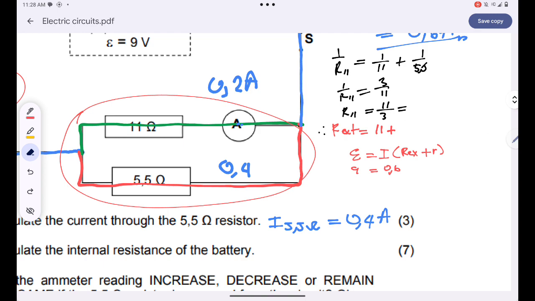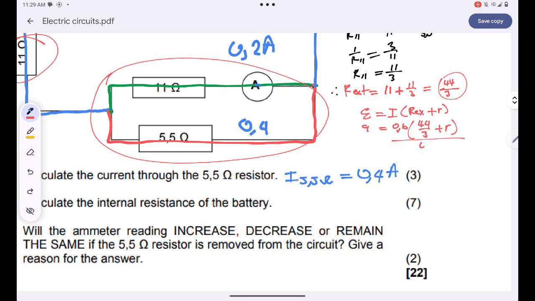Okay, so we are basically adding 11 plus 11 over 3. We'll simply get 44 over 3 as our R external. Okay, that's 0.6 times 44 over 3 plus R. So for us to find R, we must first divide both sides by 0.6. 9 divided by 0.6 will simply give 15.